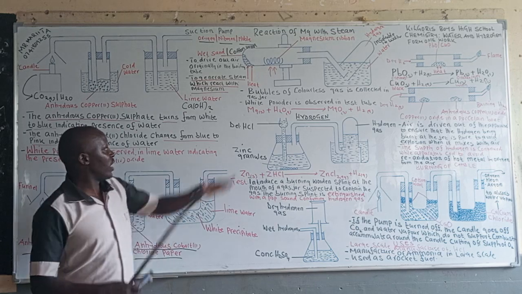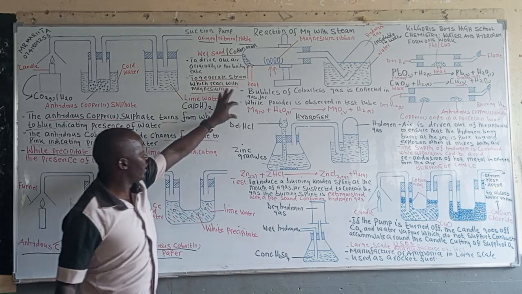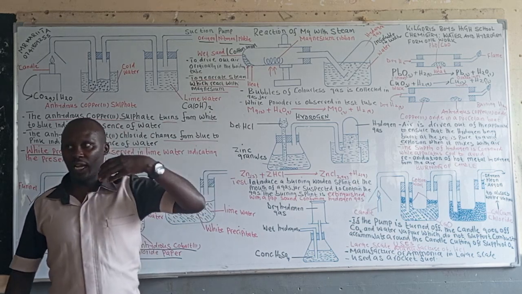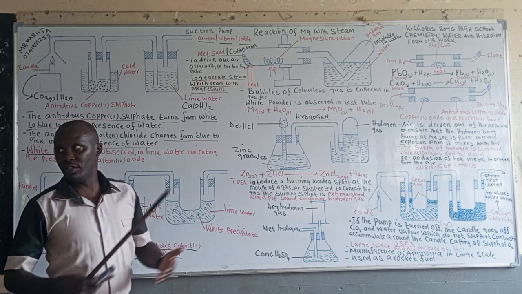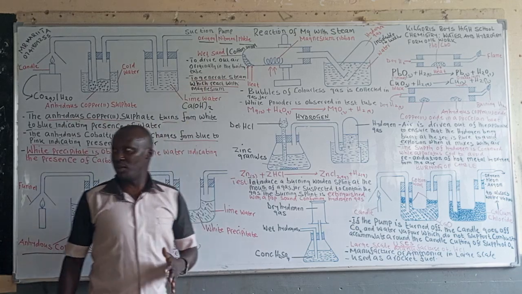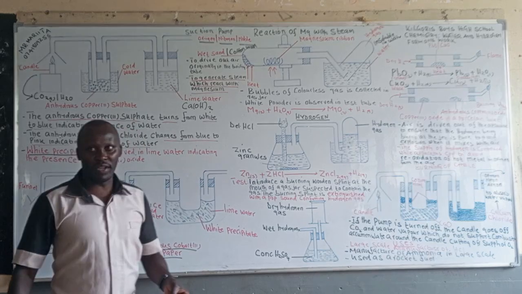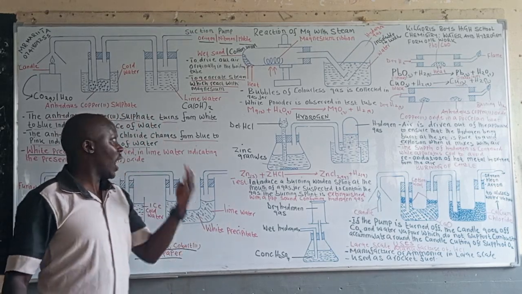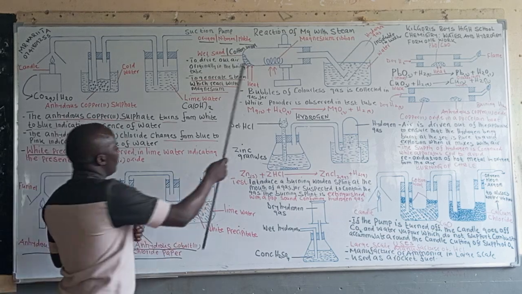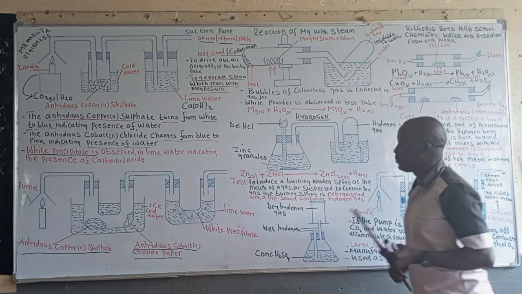I said you can replace magnesium with zinc metal. You can replace this magnesium with iron metal. So even you will be required to give another metal which can be used in place of magnesium. In place of magnesium, you can say zinc metal or iron metal. So simply, that is an experiment to show the reaction of magnesium with steam.